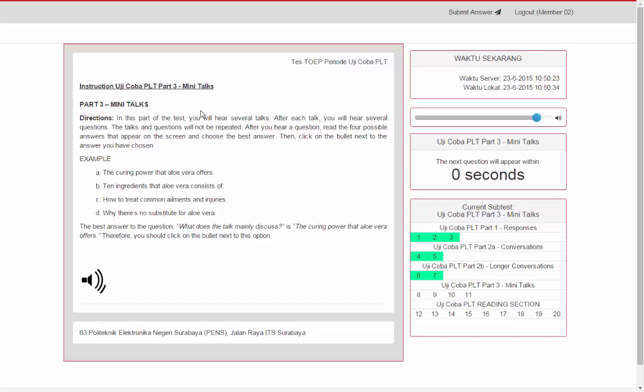The best answer to the question, what does the talk mainly discuss, is the curing power that aloe vera offers. Therefore, you should click on the bullet next to this option. Remember, you are not allowed to take notes or write anything during the test.